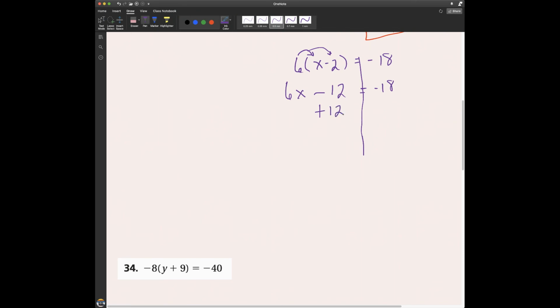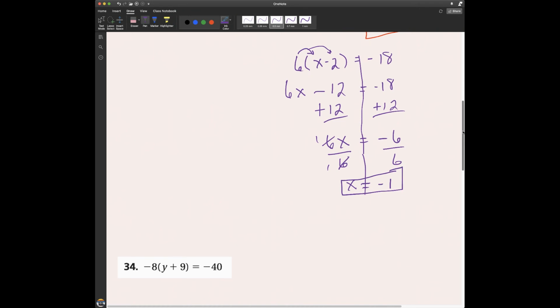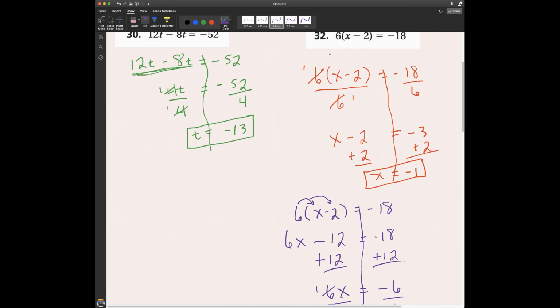I can add 12 to both sides, using the addition property of equality. So I have 6x equals negative 6, and then I can divide both sides by 6. That cancels. On the left side, it just leaves me with x. Negative 6 divided by 6 is going to be negative 1. So we get the same answer. So two different ways to solve this problem. I think it's pretty cool.